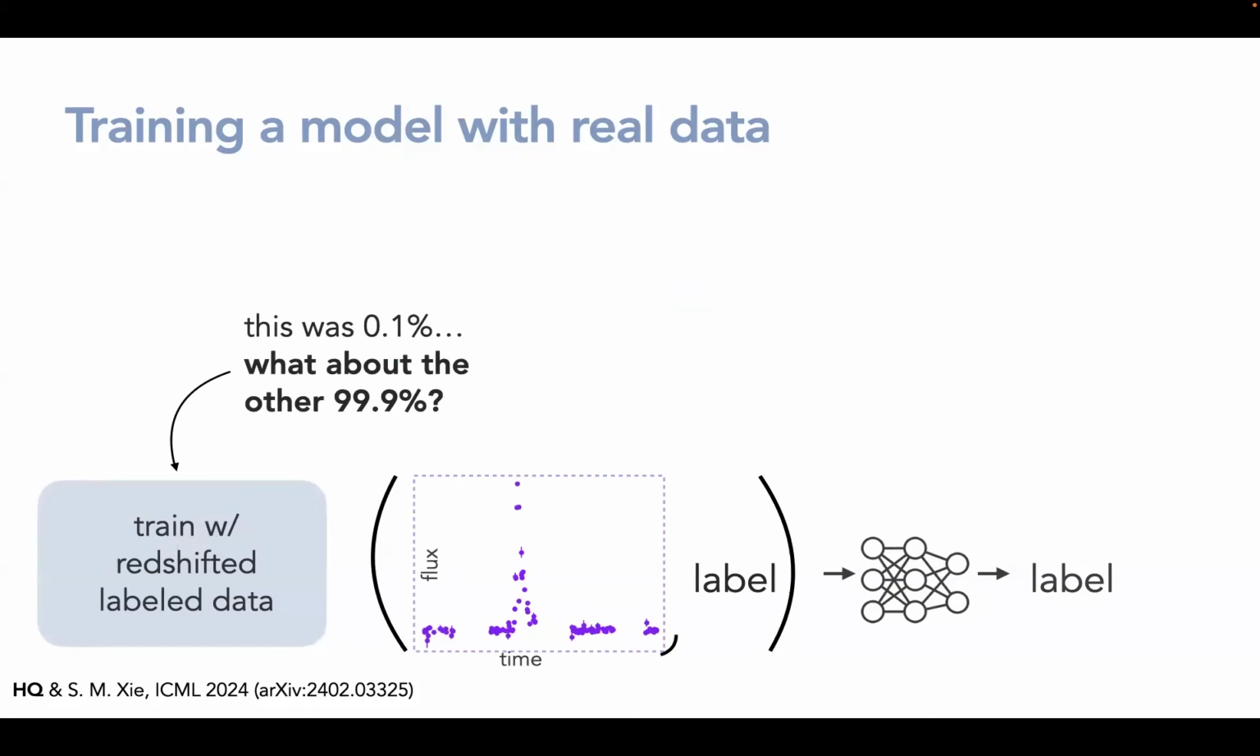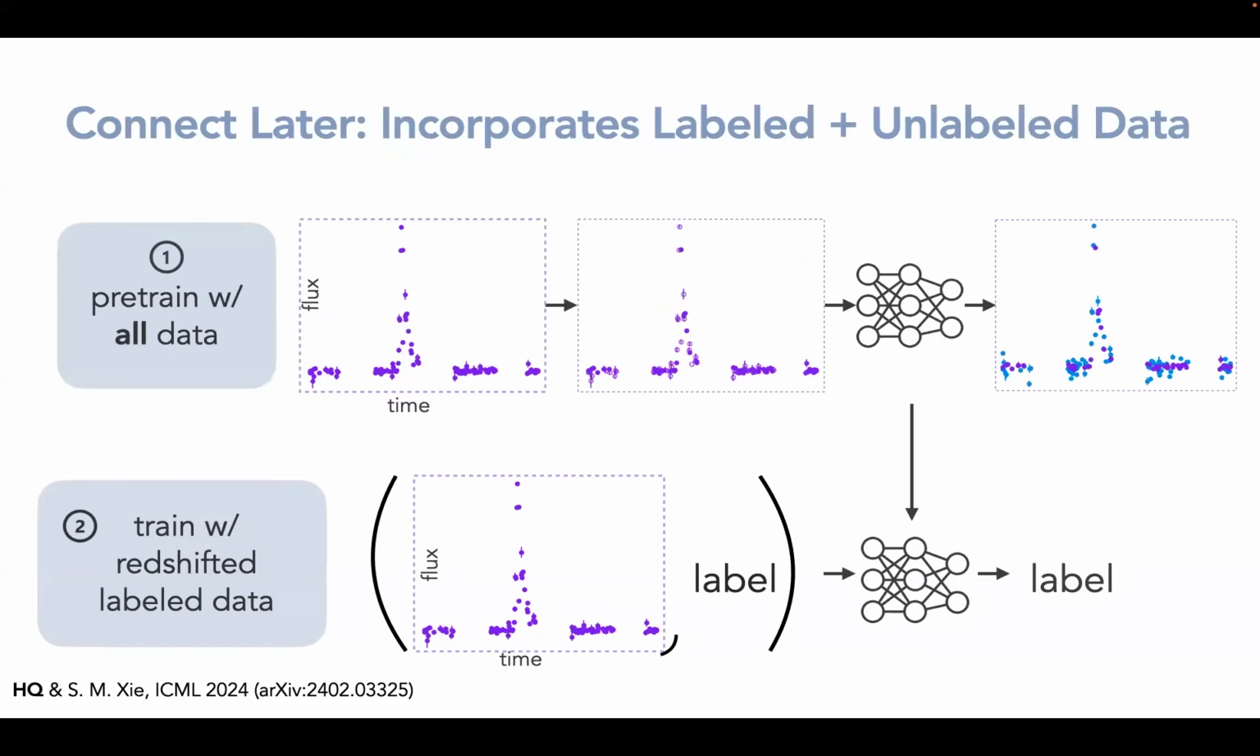Okay, but we still have this other problem, which is that we only used around 0.1% of the data. And there's this other 99.9% of the data lying around that we haven't used because it doesn't have any labels. So what can we do with that? We developed this model, this framework called Connect Later, which is able to incorporate both labeled and unlabeled data.